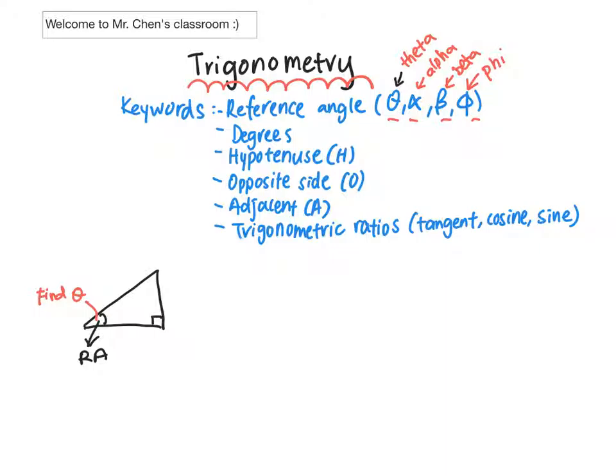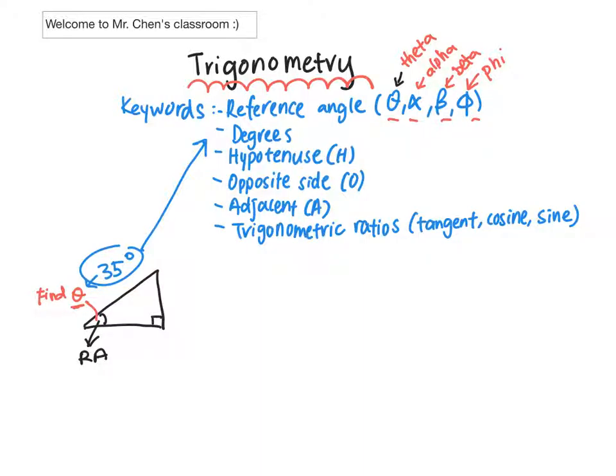The second keyword is degrees. Let's say I ask you to find theta and you end up finding it, and let's make up a number. Let's say it is 35 degrees. That degree is the actual angle of your reference angle, which is 35 degrees.